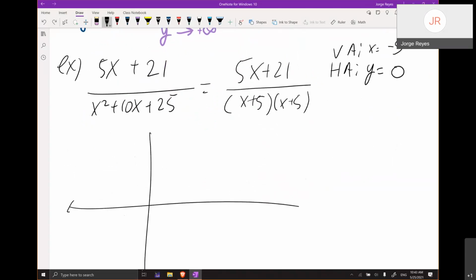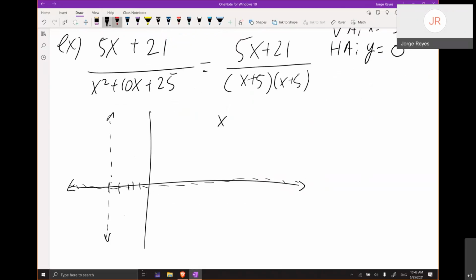I know I have horizontal asymptote y equals 0. Vertical asymptote at -5. But I don't really know much, right? So I'm going to do the end behavior thing, right? So what happens when I plug in a number a little bit smaller than -5?